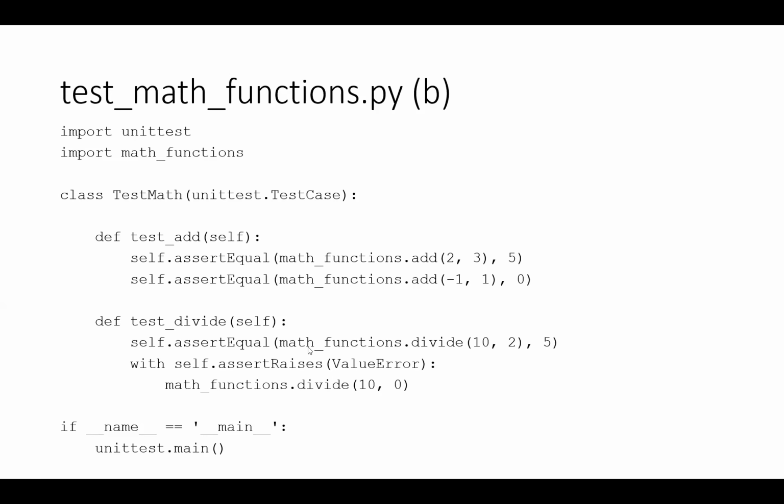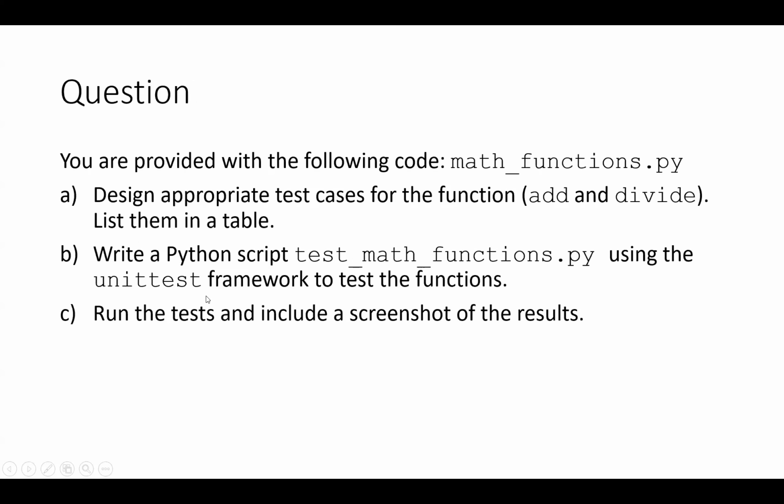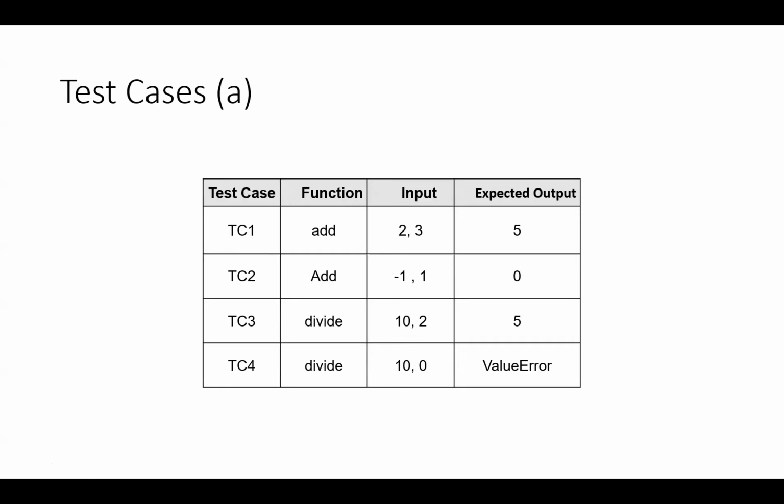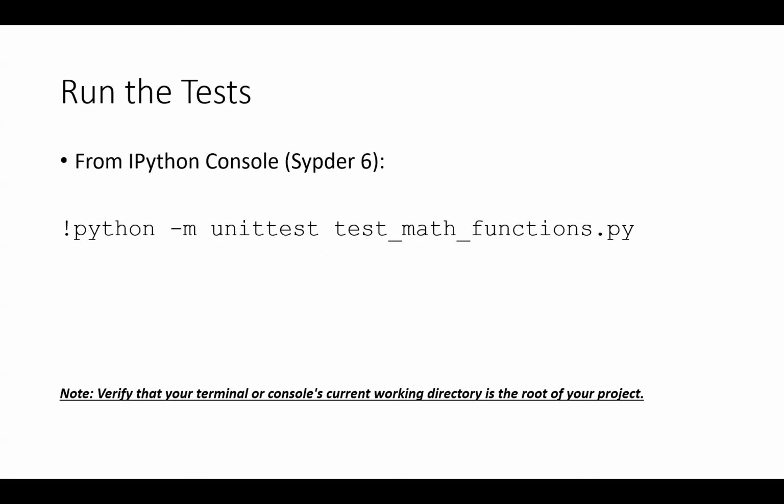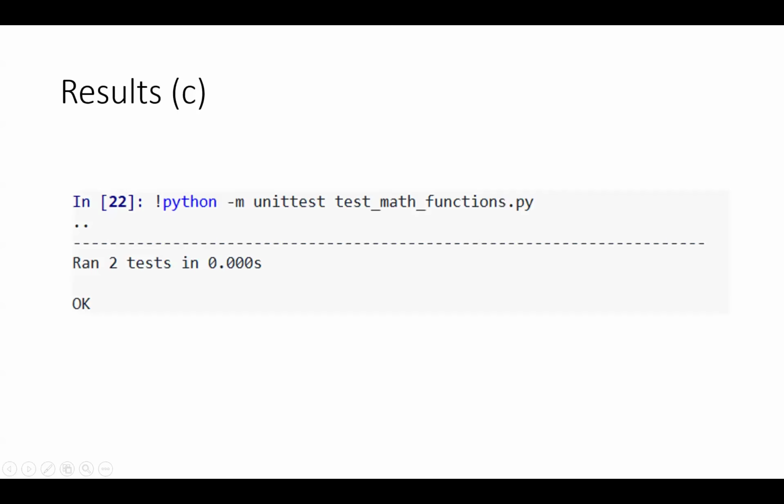So this is the function I wrote. This is what you will have to write. This is the programming code that you have to write. And then finally, you run the test and include a screenshot of the results. So this is the function you're going to use. This is the command you're going to use to run the test. Again, remember the exclamation mark in front of the Python. And then you take a screenshot of the results.